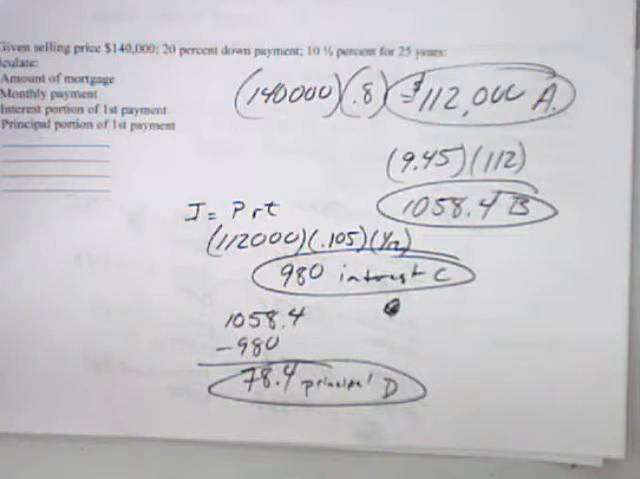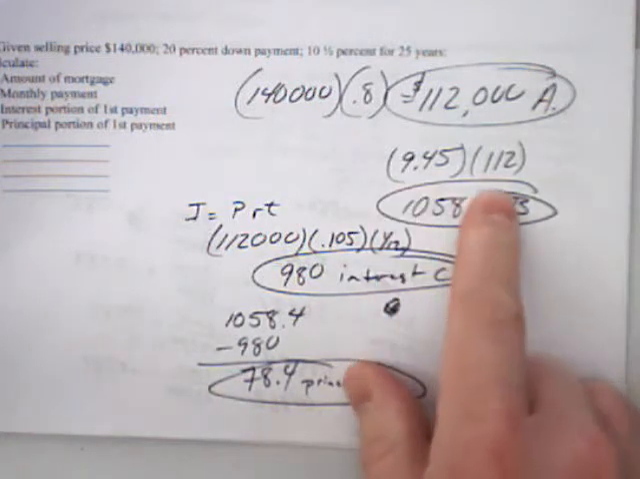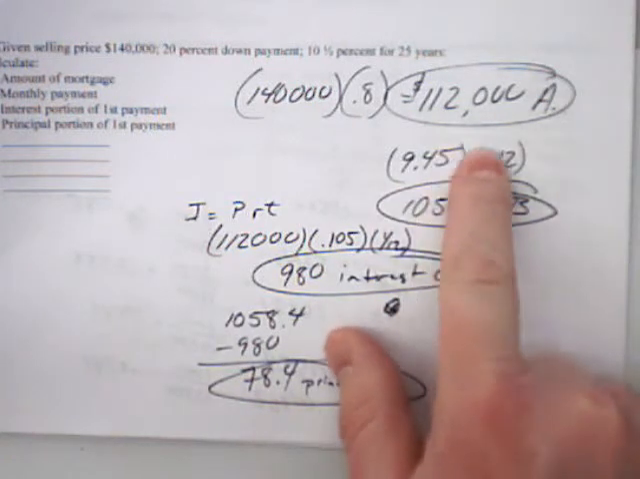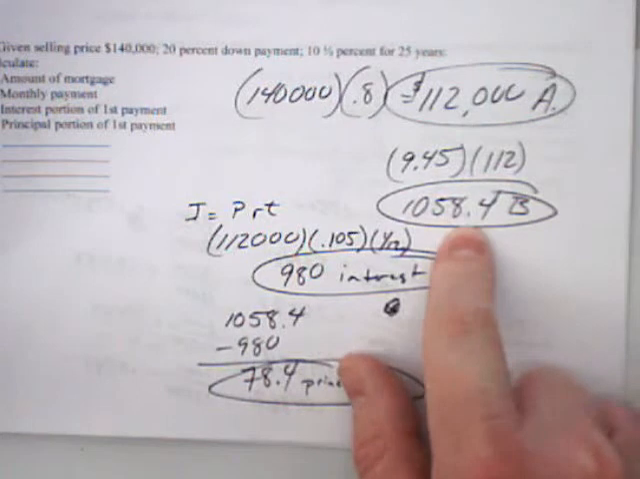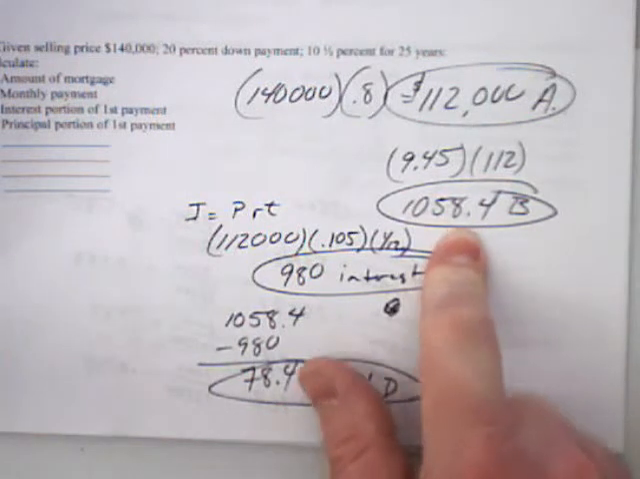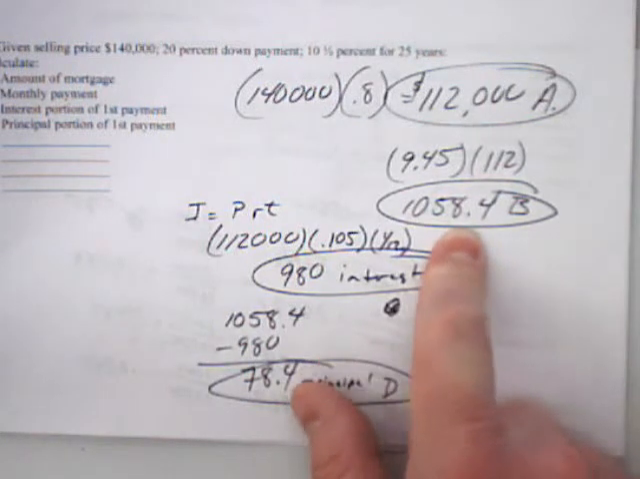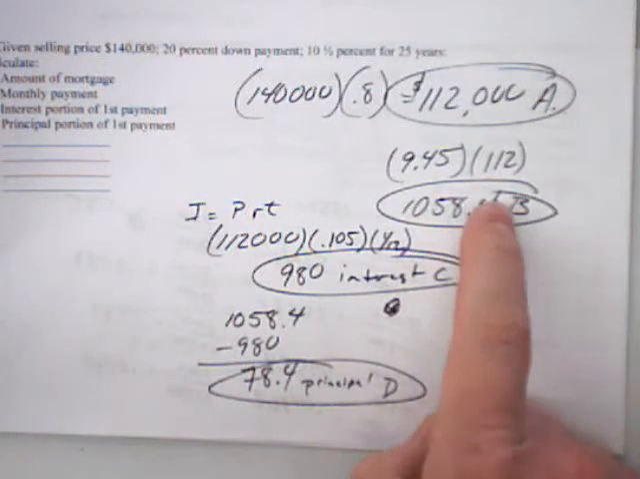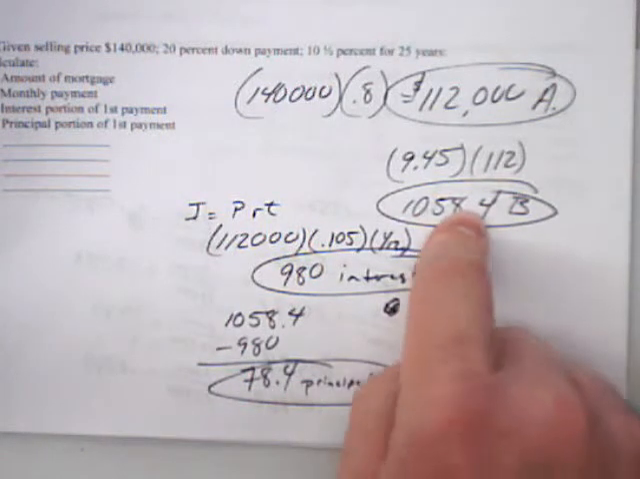And then I found $9.45 as my table value. Did y'all find that as your table value for 25 years and 10.5%? So I took my $9.45 table value and multiplied it by 112 because that's how many thousands I have, and I get a payment of $1,058.40. Now that's going to include your interest and your principal.